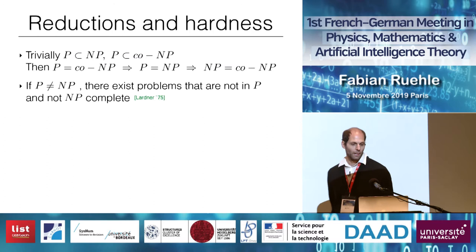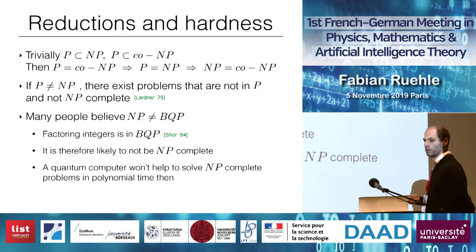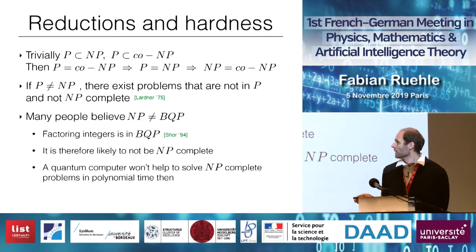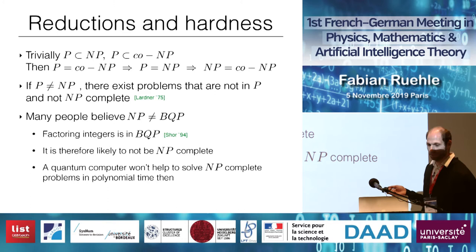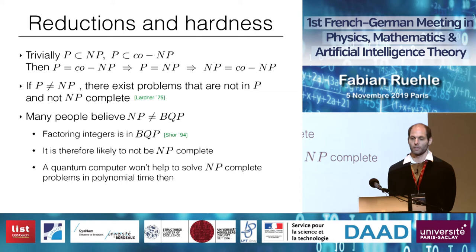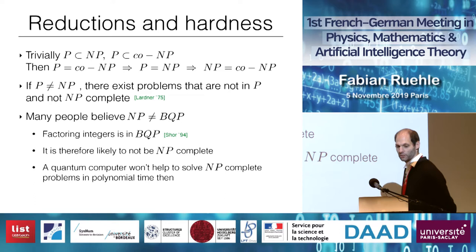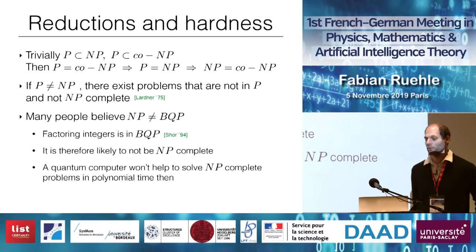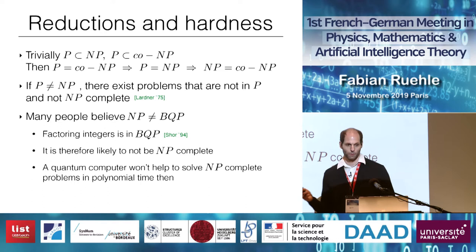Many people believe that all these classes are different. We do not know the answer. If you knew the answer, you could get $1 million. But assuming that they are different, we know that factoring integers is in BQP. Famously, there's an algorithm which allows you to factor integers fast on a quantum computer. So if you believe this, then factoring integers is not NP-complete. And as I said, a quantum computer won't help you solve NP-complete problems in polynomial time. These problems are just fundamentally hard, and even with Google's quantum supremacy, you won't be able to solve the NP-complete problems which we might have to solve in string theory.